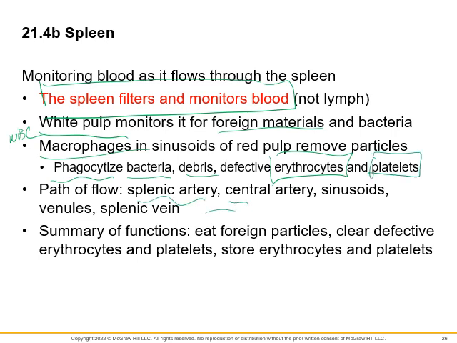So the splenic artery is going to bring the blood flow in. The spleen is going to monitor that blood as it's coming in, and then the splenic vein is going to return that blood. So you can see how this is, again, a structure that's going to monitor the blood. If there's anything in it, any bacteria, debris, or anything that doesn't need to be there, you're going to have macrophages, white blood cells, that are going to eat those foreign particles, clear any defective erythrocytes, and then store any excess erythrocytes or platelets.